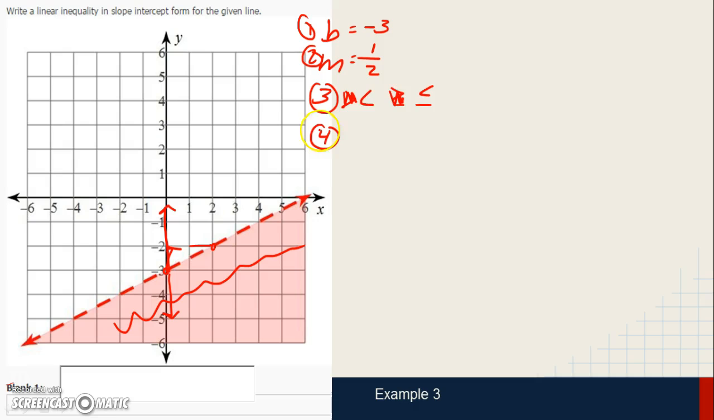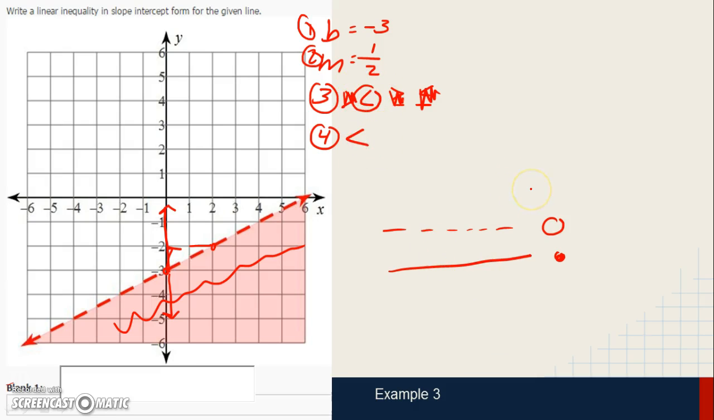So now we have to determine for our fourth step, is it just greater than, is it just less than, or is it less than and equal to? And remember, we determine that based on whether or not it's a dotted line, which would be the equivalent to an open dot, or if it's a solid line, which would be a closed dot. And if we look at the line, clearly it's dotted, so we know that the points on the line are not included. So we know this is the sign that we are using.